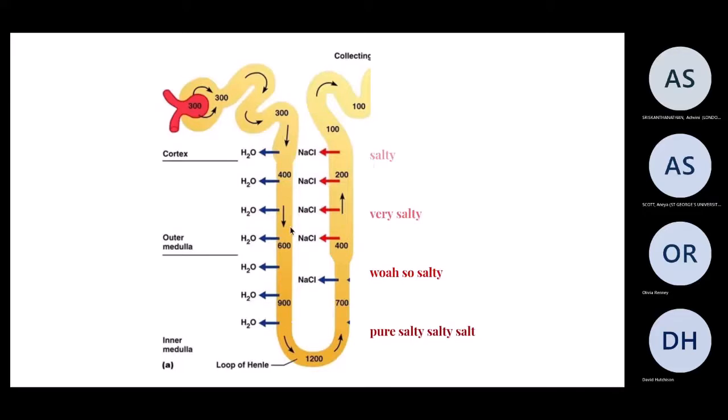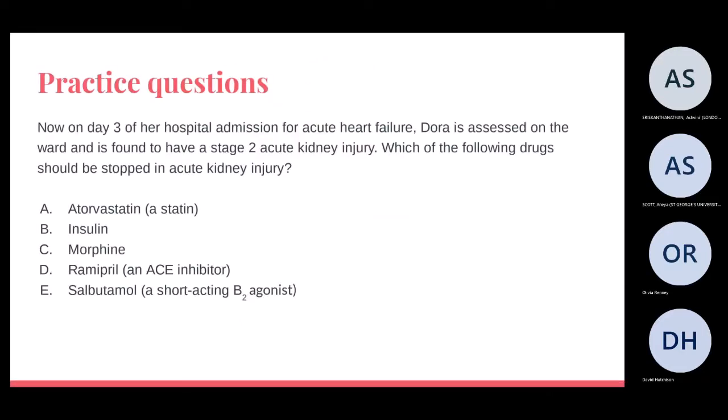And so this ascending limb here, its only job is pumping out salt. It's not taking in any water, and so it's impermeable to water. If it was permeable to water, I think it would mess the whole thing up. So it's got one job. So just think about it in that way, if it helps you. If it doesn't help you, ignore that slide, move on with your life. That's okay. It's okay by me.